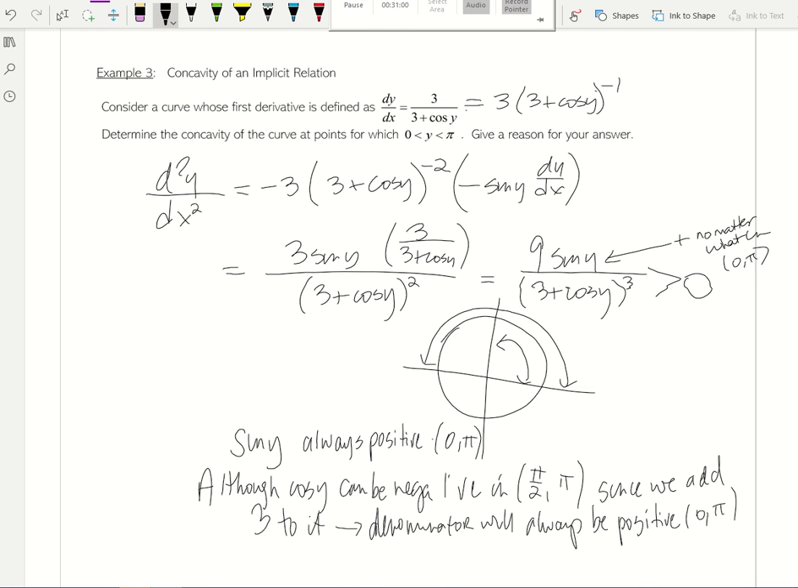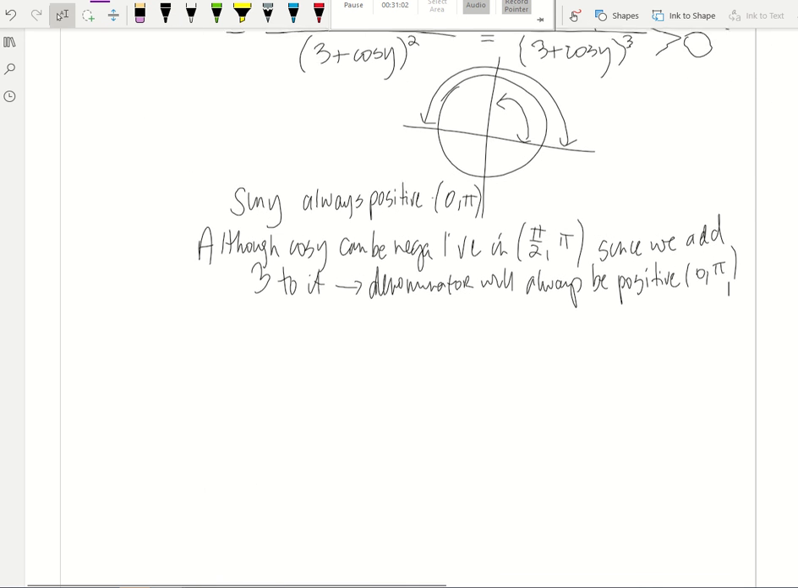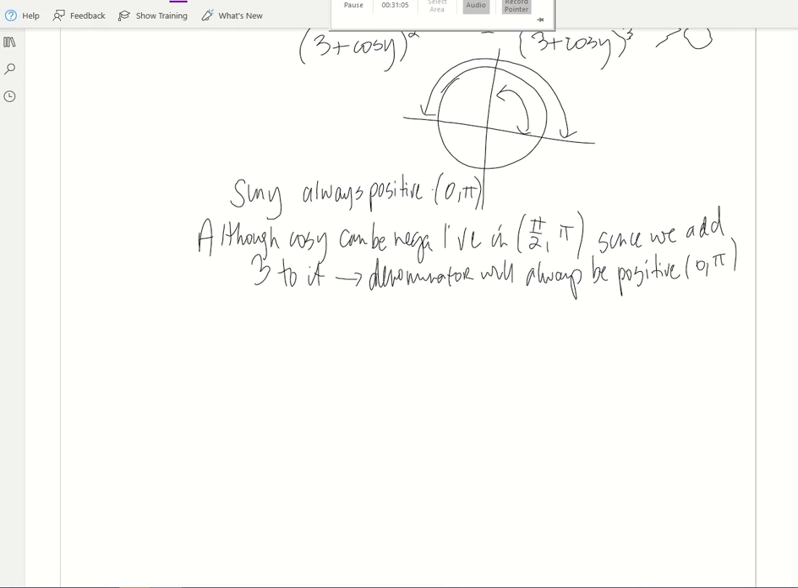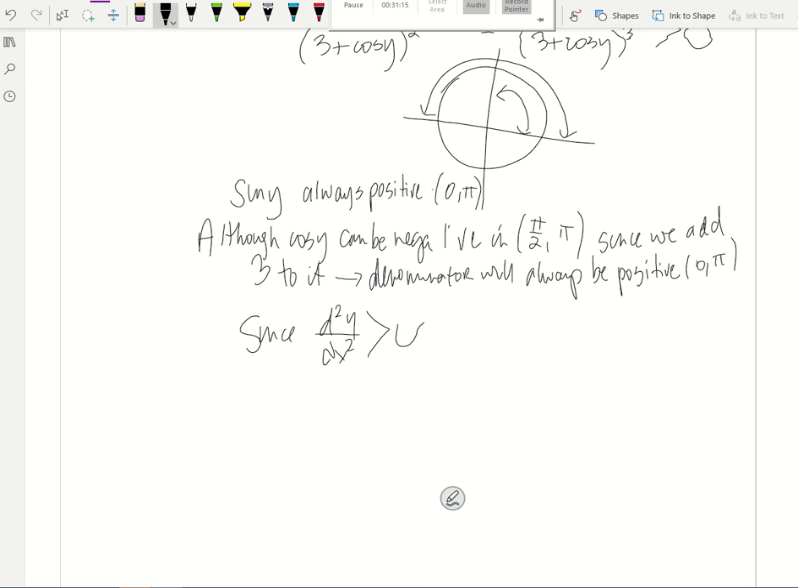So then our final answer would be, since d squared y over dx squared is greater than 0 in 0 to pi, concave up. Okay. Yes? Concave up.